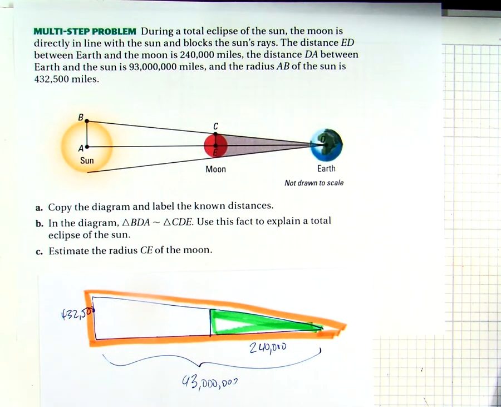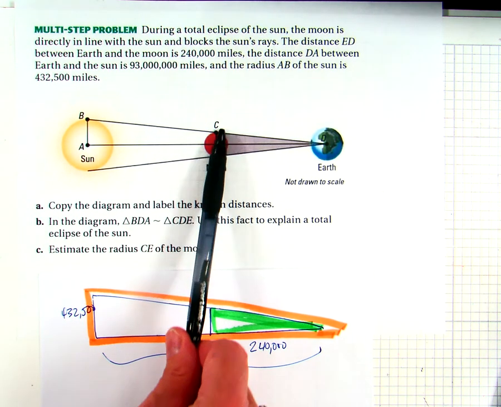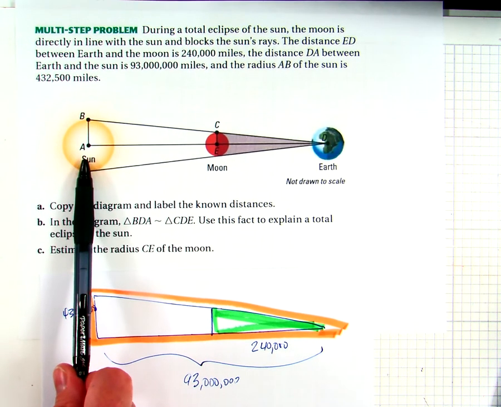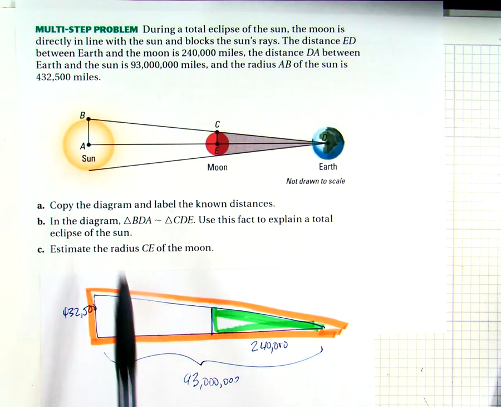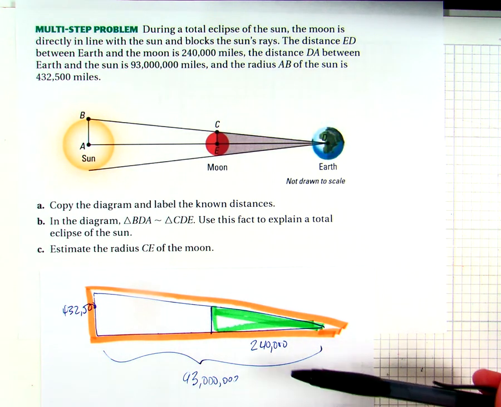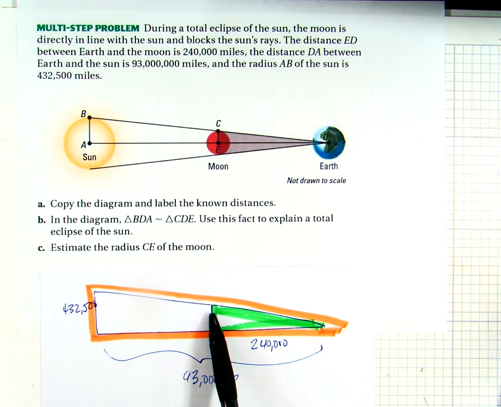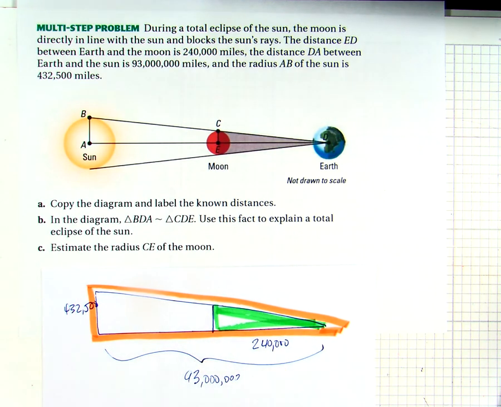Notice that you have similar triangles. Because of the orientation of the sun and the moon, the radii will be parallel. The side of the triangle will be parallel, which means all of the angles are the same. So we have all of the angles congruent, making it similar. So the sides are proportional. You can set up a proportion to estimate the radius of the moon. So the radius of the sun is to the distance as the radius of the moon is to the distance. So go ahead and try that. And here endeth this lesson.